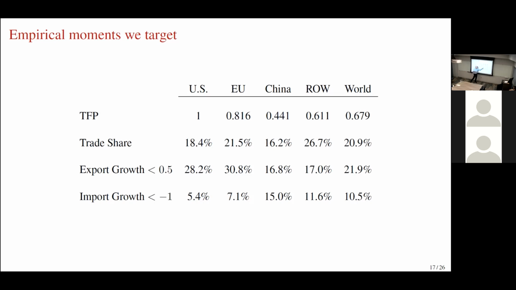China is kind of an outlier. Well, China and the rest of the world, which are poorer than the US and EU, are kind of an outlier relative to the richer countries in terms of how infrequently they have small export changes. So all of these are going to feed into all 3 parameters.